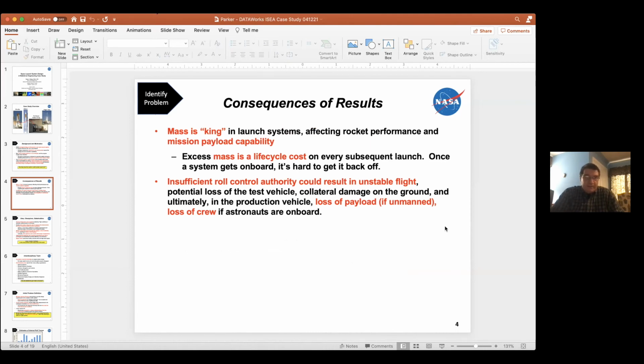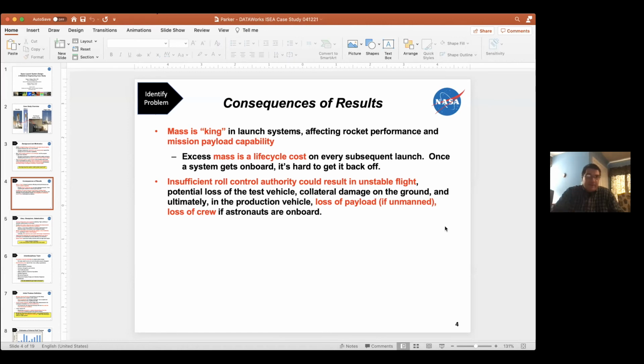In spaceflight systems, we say mass is king. Mass affects all payload and mission capability. Essentially, the heavier the vehicle, the less science, the less interesting things that you can carry. And more importantly, excess mass in a complex system like this becomes a life cycle cost. Once it gets on board, it's hard to get that mass back off.